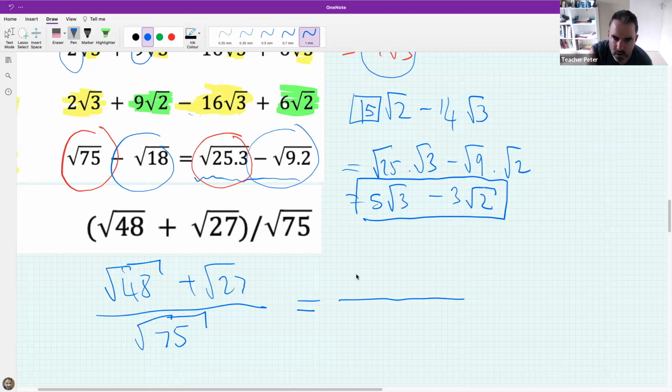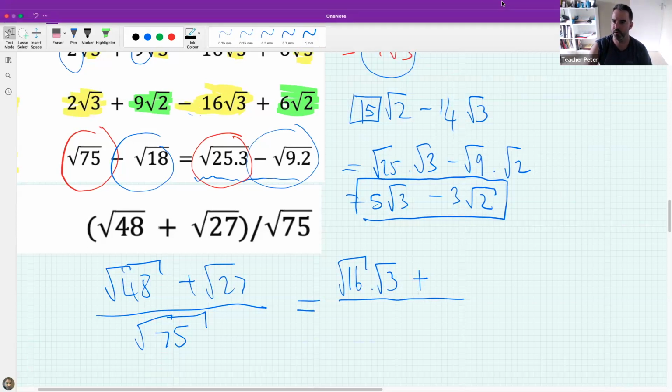Let's have a look. 48, I think a perfect square would be, so square root 16 times square root 3. What about the 27? What would that be broken down into?